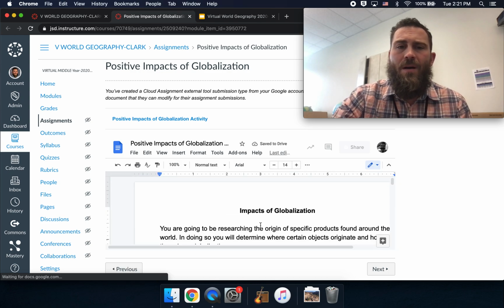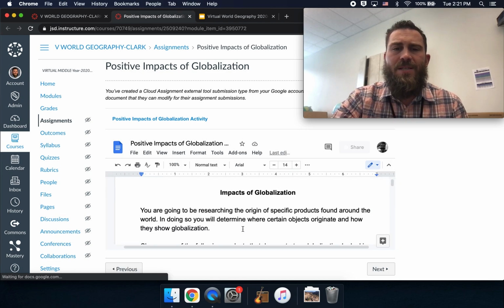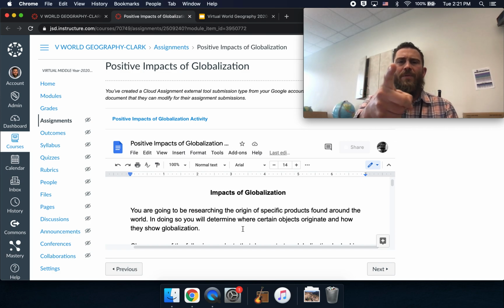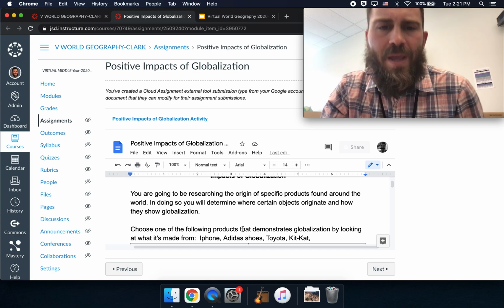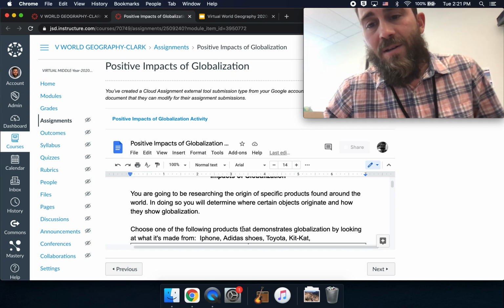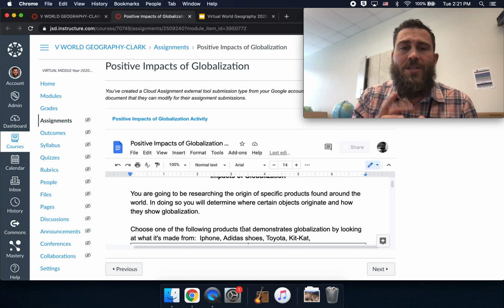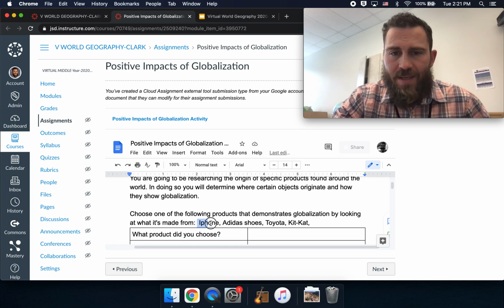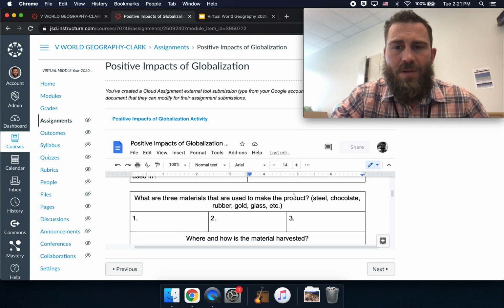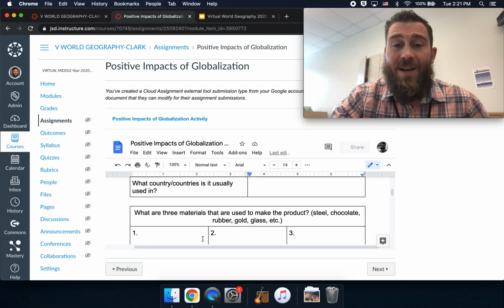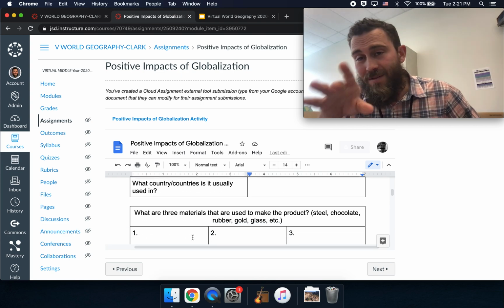And here we are. The impacts of globalization says you are going to be researching the origin of a specific product found around the world. In doing so, you'll determine where certain objects originate and how they show globalization. So you get to choose any one of these things: iPhone, Adidas shoes, Toyota, or Kit Kat. And then you find out where it's made. And then you look at the materials where those things are made.